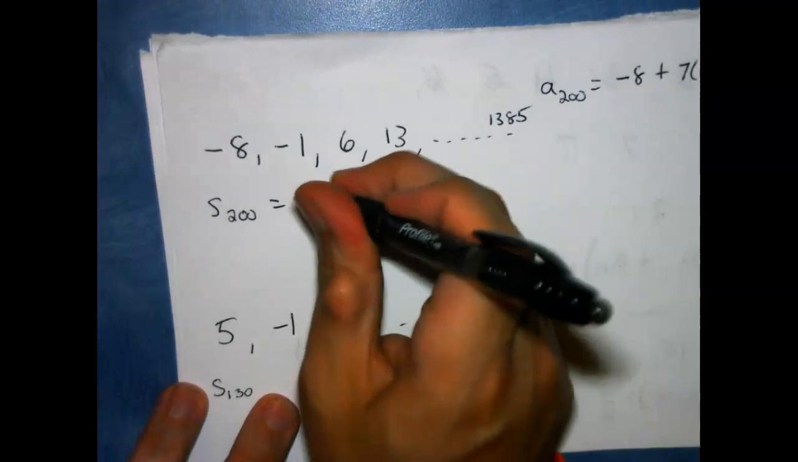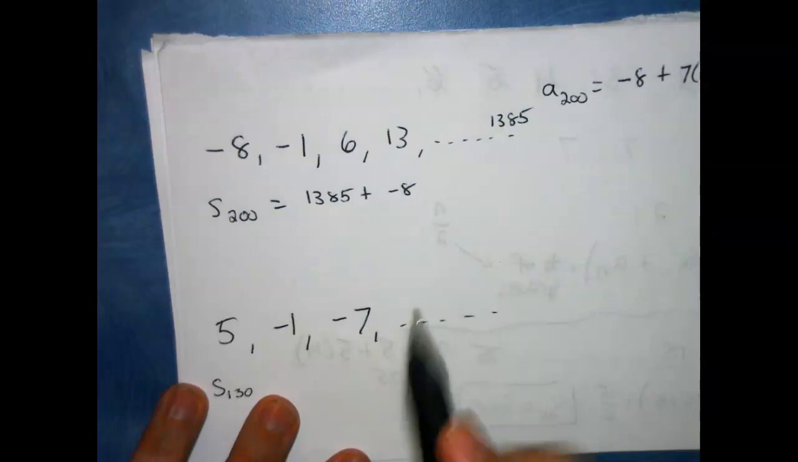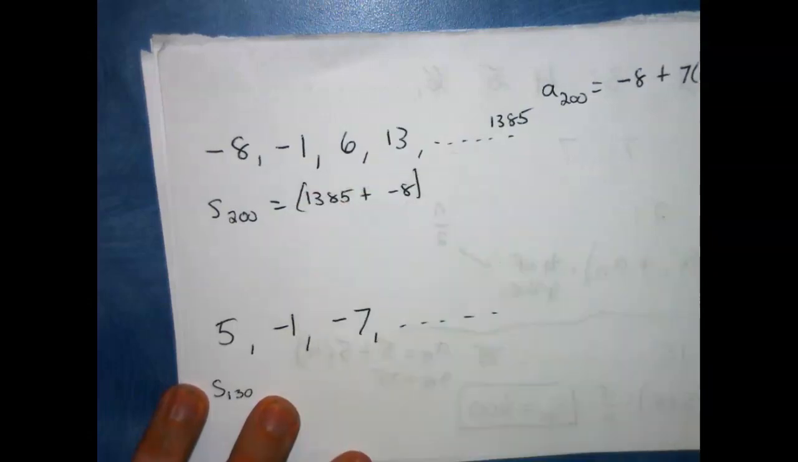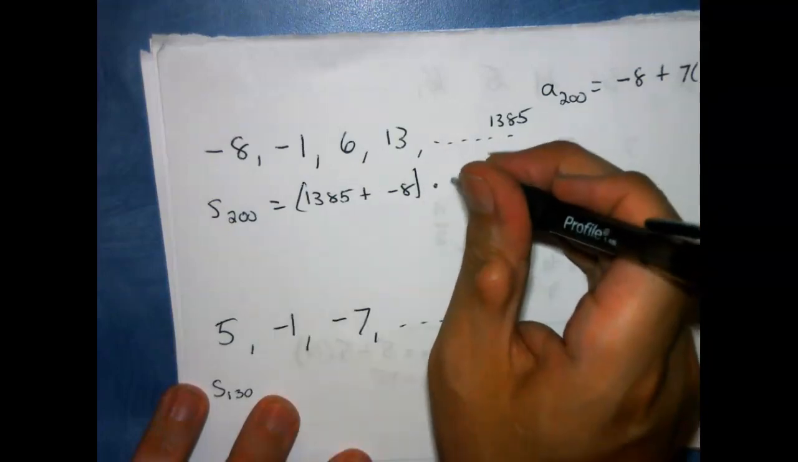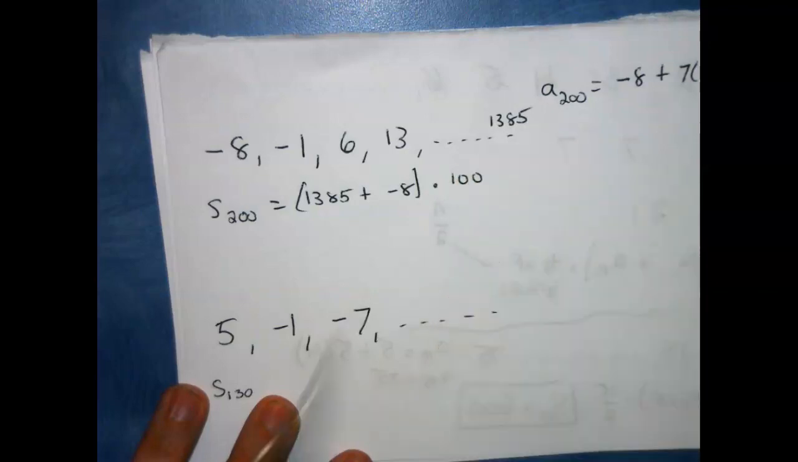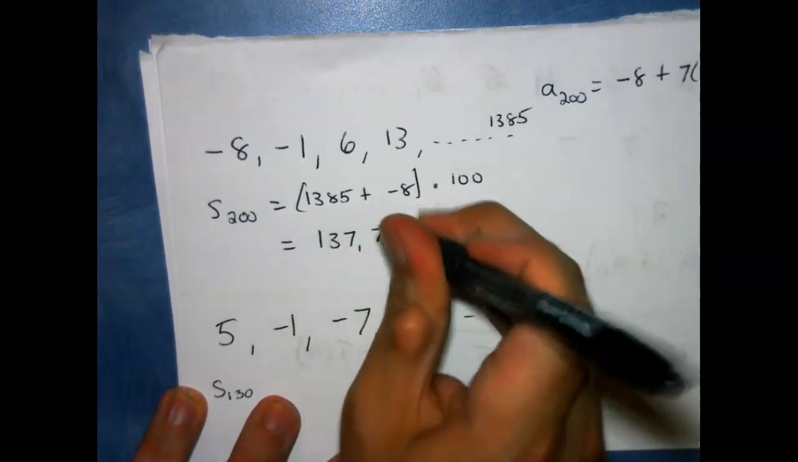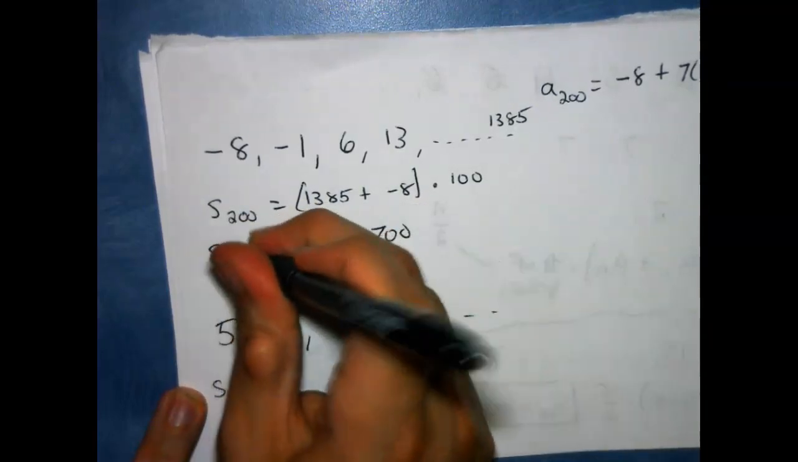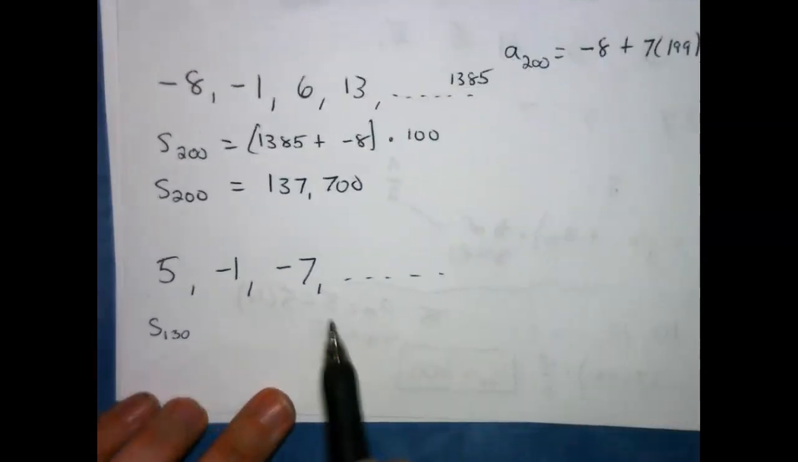Okay, so then I take the last term, the 1385, plus the first term. Okay, so that's going to be how much are in each of the pairs. And then times by how many pairs there will be, which is 200 divided by 2, 100. Okay. And doing that, I get the sum of the first 200 terms. Okay, make sure you try the last one.